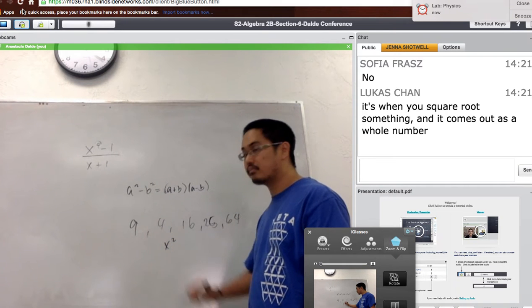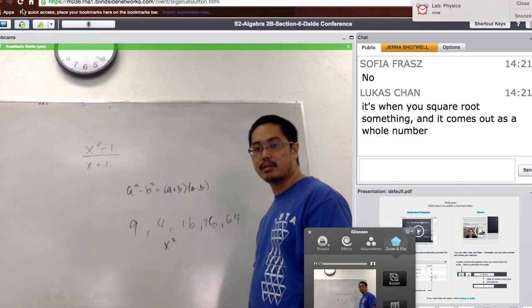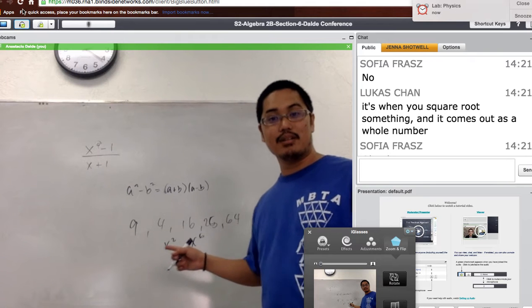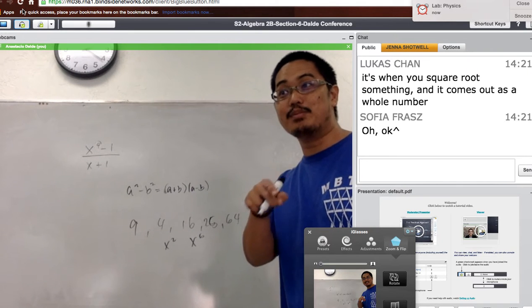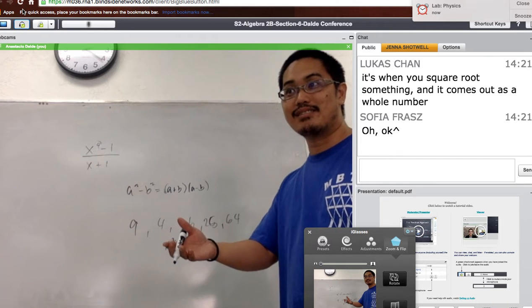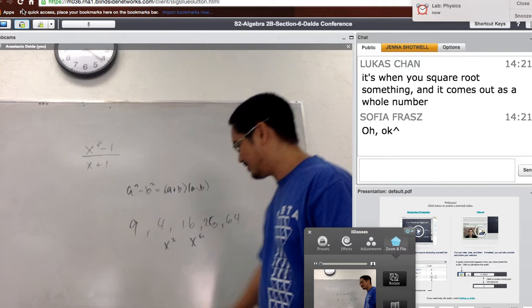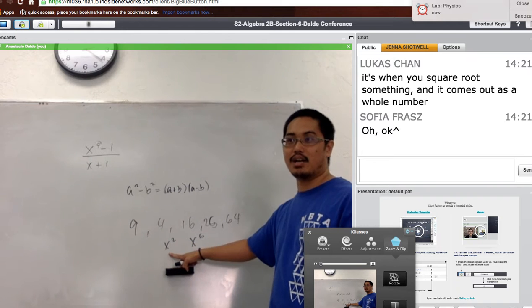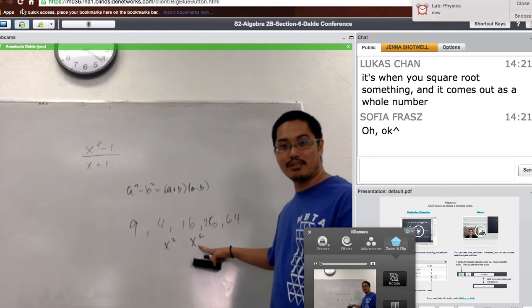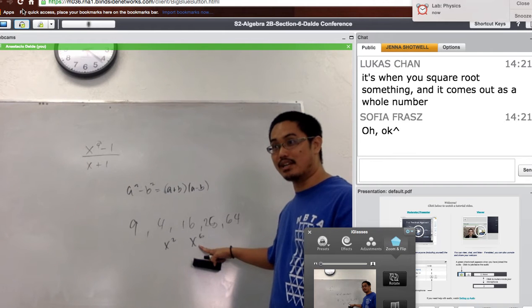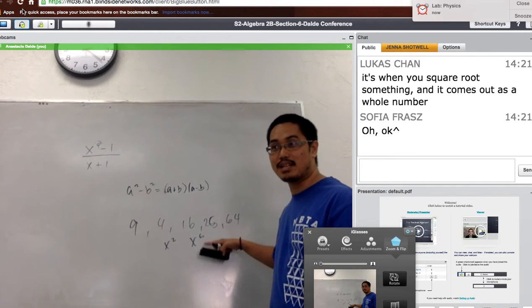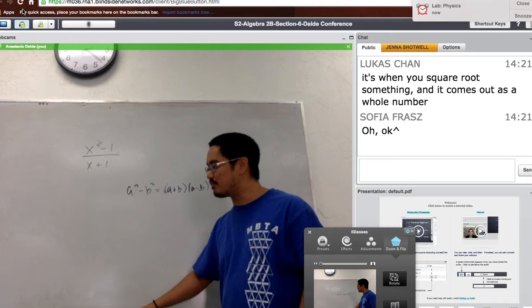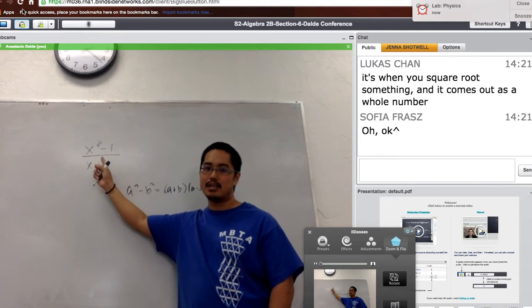X squared. 81. X to the 6th power, because X to the 6th power is a perfect square, right? It's X cubed times X cubed. I can think of two things I can multiply by itself to get X squared: an X times an X. And X cubed times X cubed is the same as X to the 6th. Are we cool? So if we see a perfect square minus a perfect square.